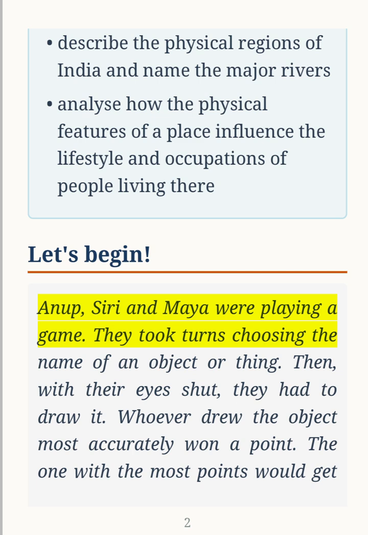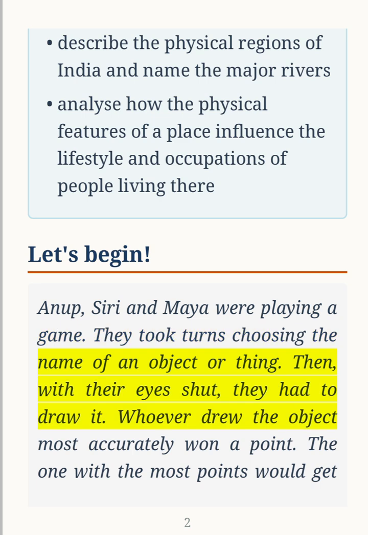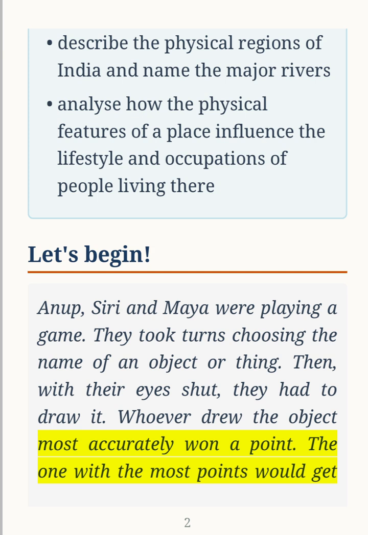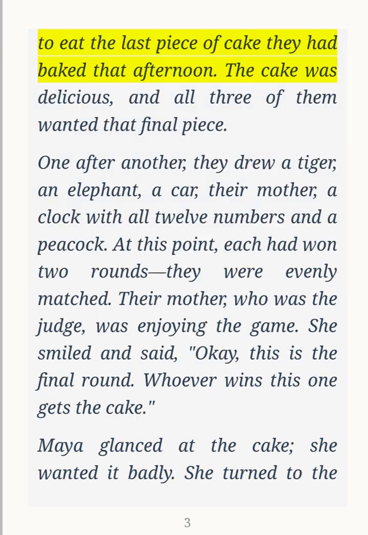Let's begin. Anoop, Siri and Maya were playing a game. They took turns choosing the name of an object or thing. Then, with their eyes shut, they had to draw it. Whoever drew the object most accurately won a point. The one with the most points would get to eat the last piece of cake they had baked that afternoon.